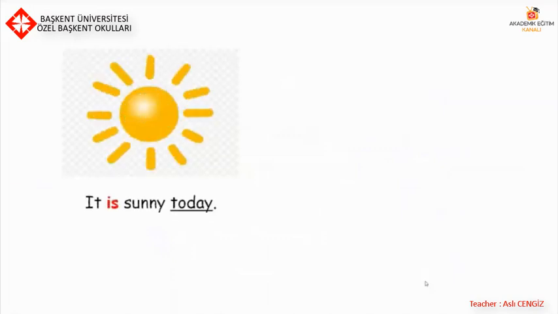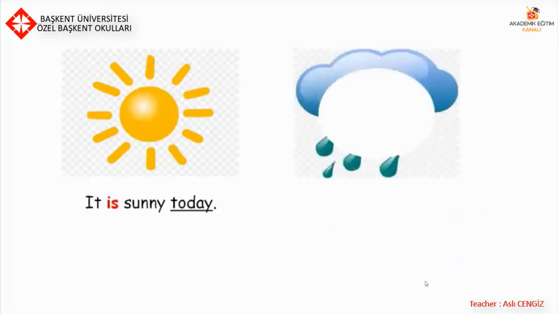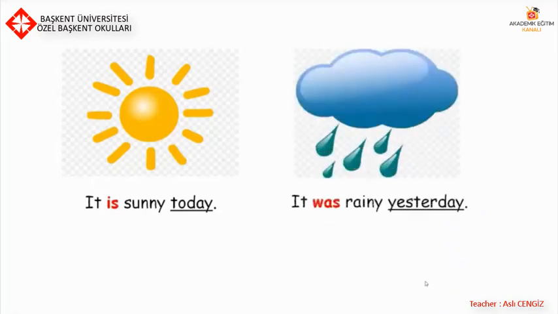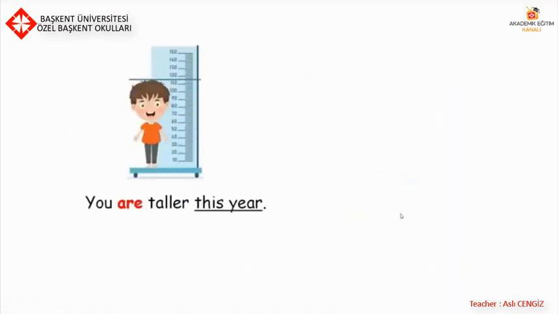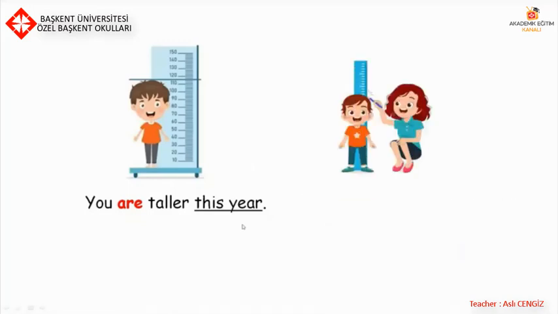Now let's read this sentence. It is sunny today. And have a look at this one. It was rainy yesterday. Today, yesterday. You are taller this year. You were short 2 years ago. This year, 2 years ago.